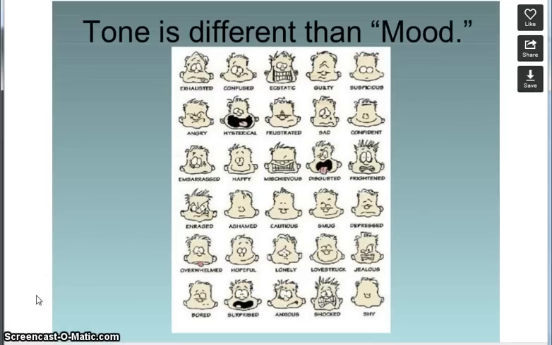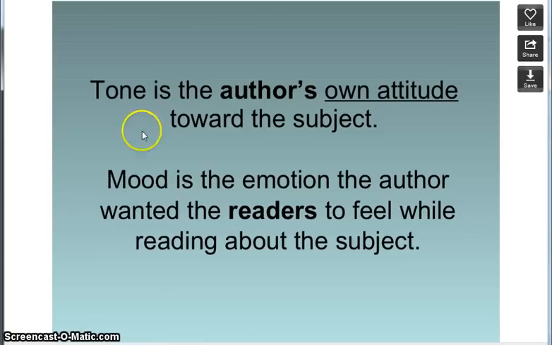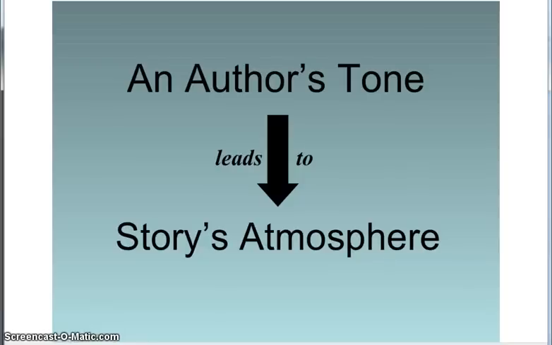Now, tone is different than mood. Sometimes we get tone and mood confused, but mood is something a little different. Remember, tone is the author's own attitude toward the subject. You can think of it again as your mother is very angry with you, and think about what she might say or write if she's very angry. The mood is the feeling you would get as you are reading her angry letter. So the mood is the emotion the author wanted the readers to feel while reading about a subject.